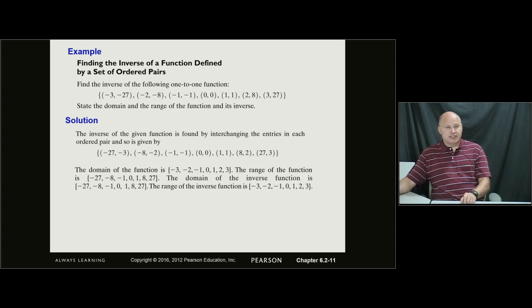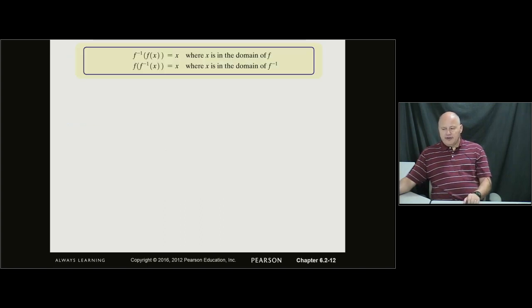But the procedure is pretty simple when it's given to you as a mapping. All you got to do is switch the ordered pairs. And if you notice, f inverse of f of x equals x, where x is a domain element, and f of f inverse of x is equal to x, where x is the domain element of the inverse. So basically, they kind of cancel each other out. But why it cancels each other out is because of this.